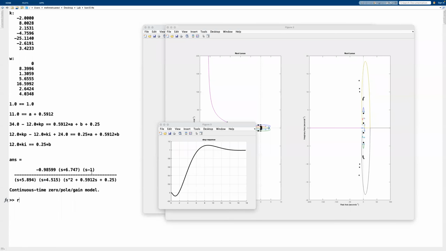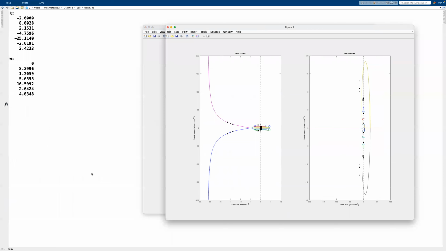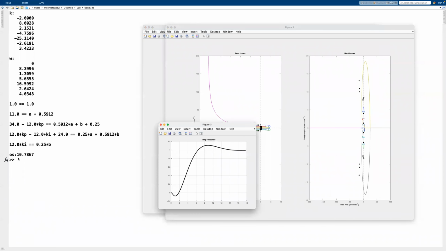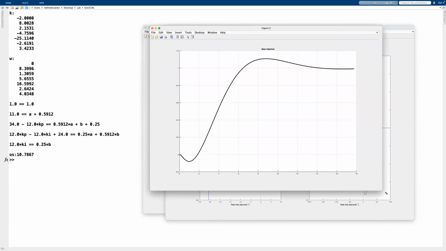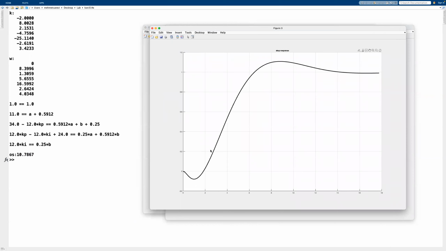And there we go. So it seems like we have 10.7% overshoot, which is quite nice. Now, of course, it will work with the Padé approximation itself, because we're already designing the controller for the Padé approximation.